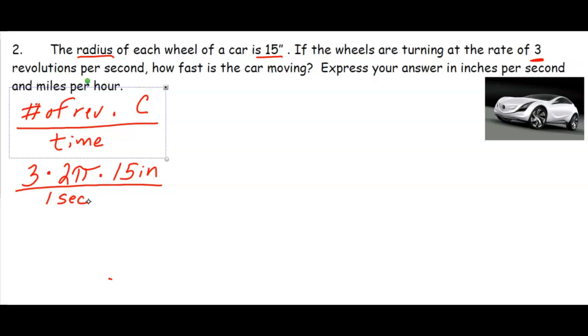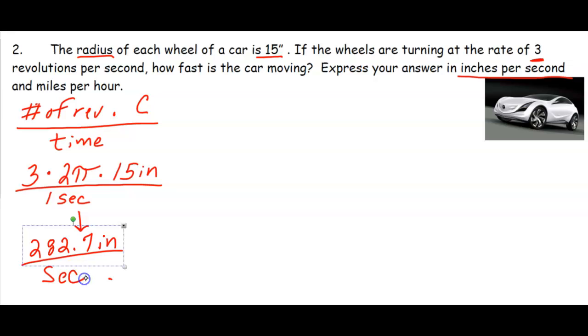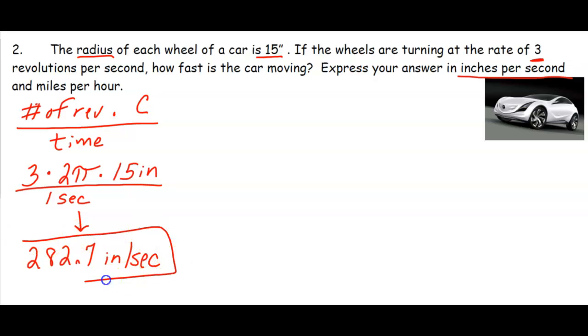Okay, so how fast is the car moving? Express your answer in inches per second. So as you can see right here, we are already in inches per second. So all you're going to have to do is multiply this all out. So this will give us 282.7 inches per second. So that's one of our answers.